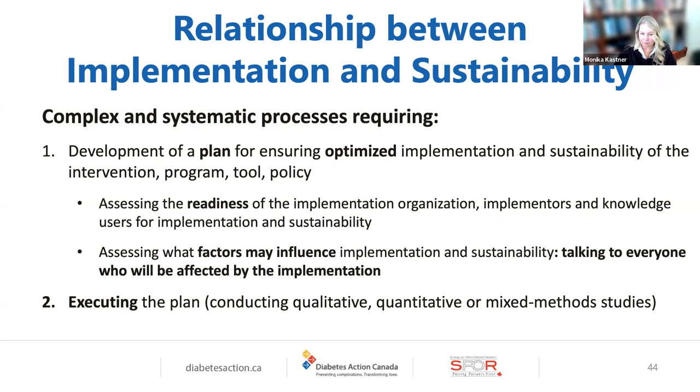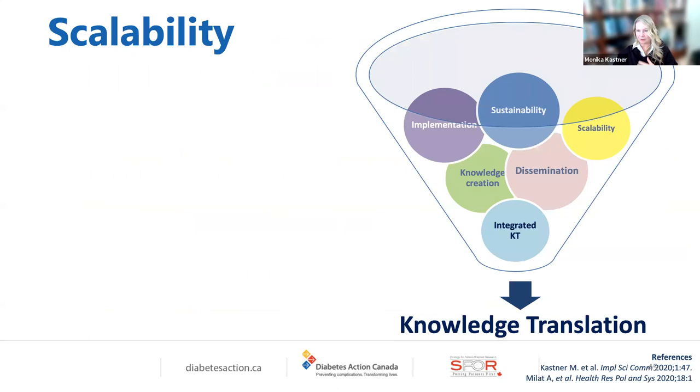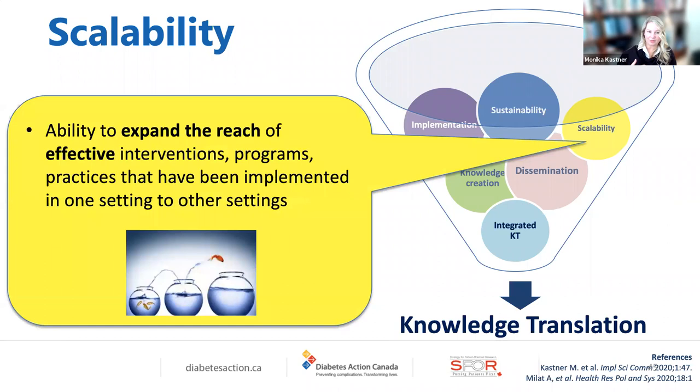Then we would execute that plan. This is when we would conduct some of these studies and then evaluate implementation and sustainability. Scalability is another really important activity. It's the ability to expand the reach of effective innovations that have been implemented in one setting to another setting. The key part is to have that effectiveness remain when we're doing those adaptations. That's where scalability could become a little bit challenging.